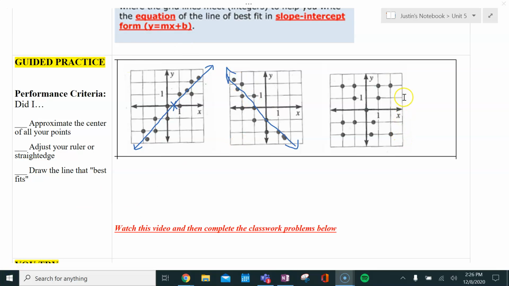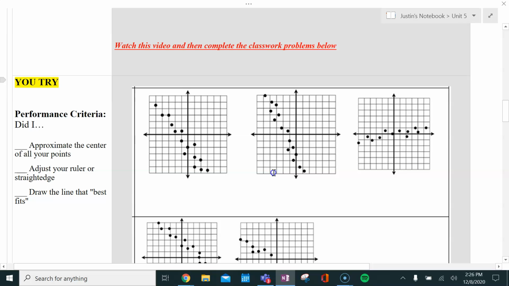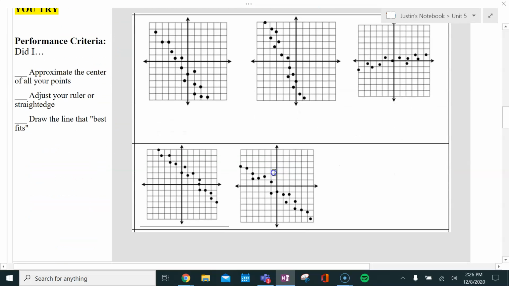Okay, and for this last one here, you'll notice that there is no real trend to this scatter plot, meaning the dots aren't going upward or downward, so there's really no line of best fit we can draw for this graph here. Okay, what you're going to be doing right now is you're going to be doing these examples right here for classwork. Okay, so draw your line of best fit.